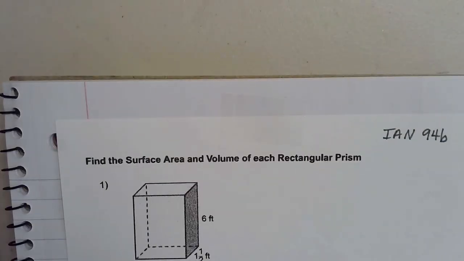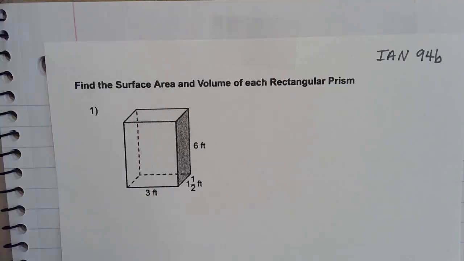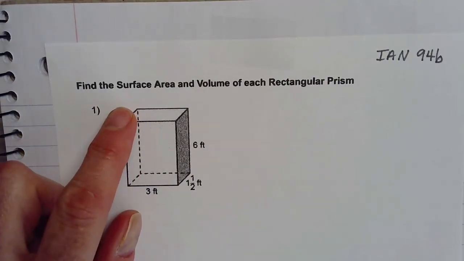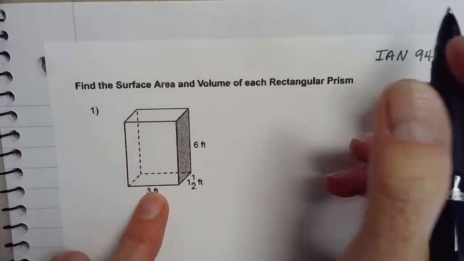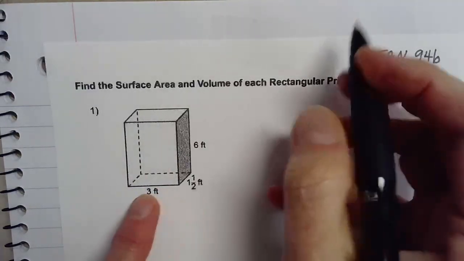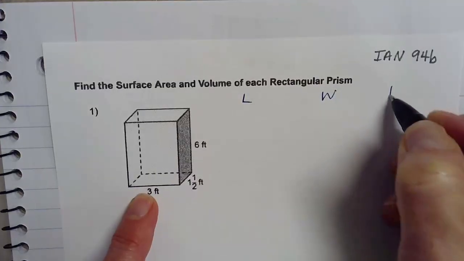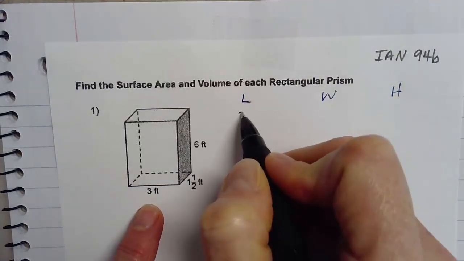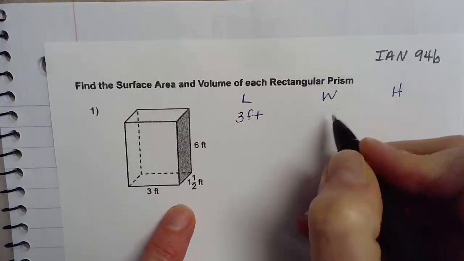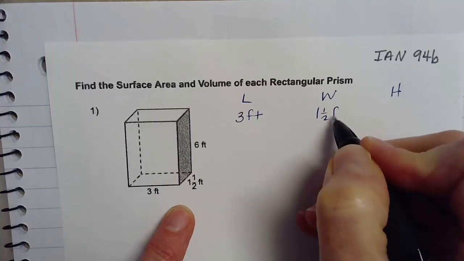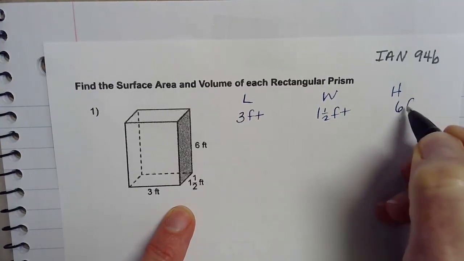We're going to find both things, surface area and volume of the rectangular prism. Desmos would be helpful. So looking at this, let's start with the surface area, doing the same thing that we were doing. So we have all three: length, width, and height. We have 3 feet, 1.5 feet, and 6 feet.